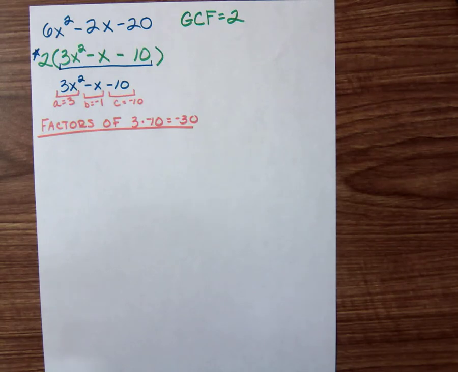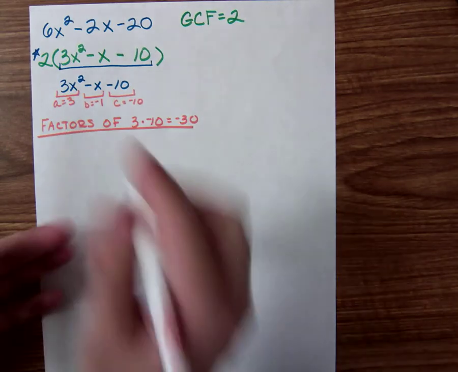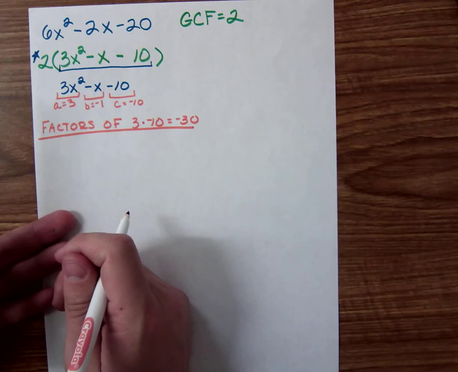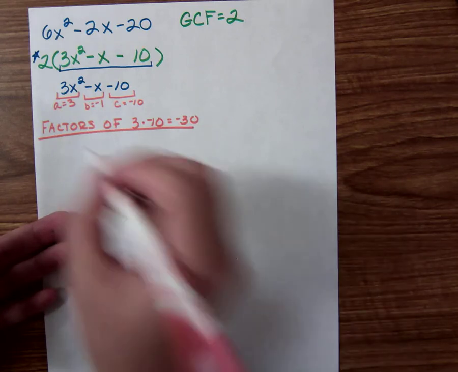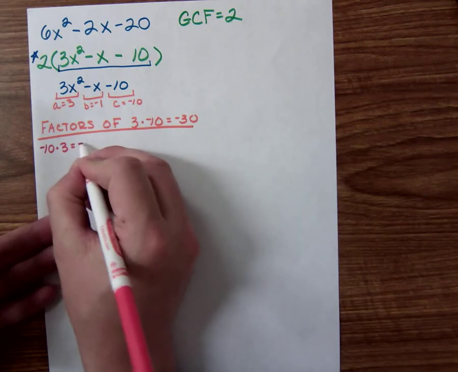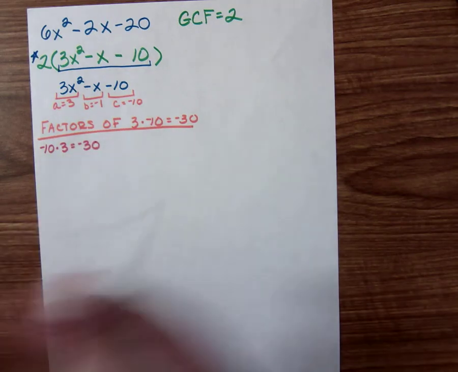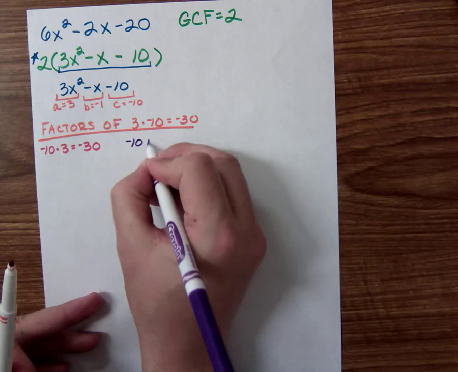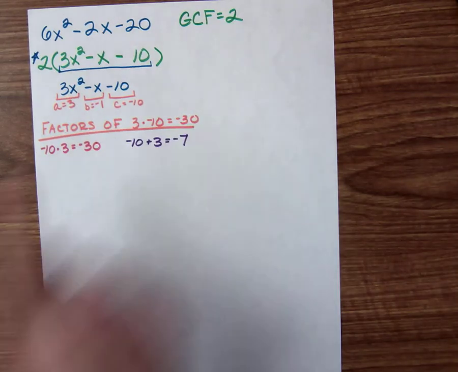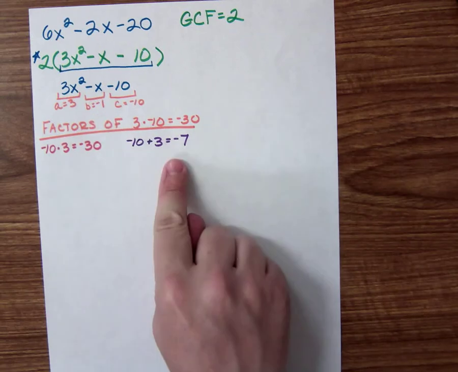3 and -10. 3 and 10? Okay. Well, no. Oh, change your mind? -10 and 3? -10 and +3? -10 times +3 is -30. -10 plus 3 is -7. I need -1, so that's not going to work.